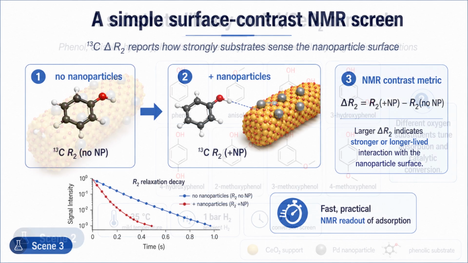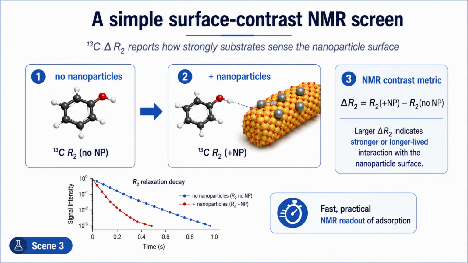We used a simplified surface contrast NMR approach based on carbon-13 transverse relaxation. For each substrate, we measured the carbon R2 values in the absence and presence of nanoparticles. The difference, delta R2, provides a practical readout of how strongly a substrate interacts with the nanoparticle surface.